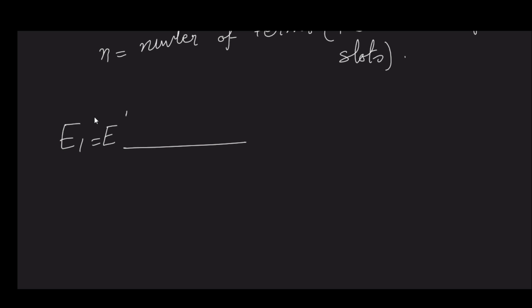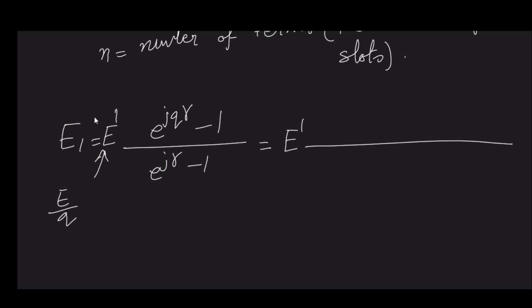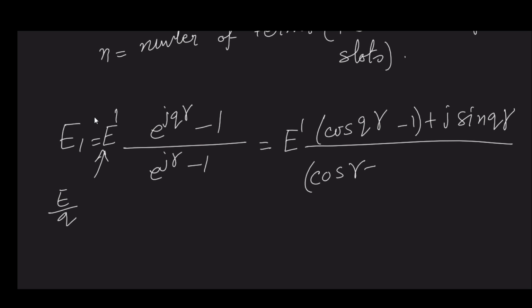So basically E1 is equal to E dash times e to the power j q gamma minus 1 by e to the power j gamma minus 1, which gives E dash sin q gamma by 2 divided by sin gamma by 2. In numerator and denominator the only difference is q, obviously because q is the number of slots.